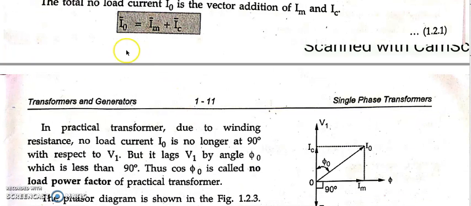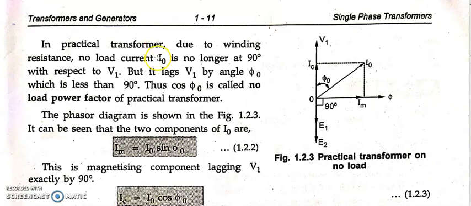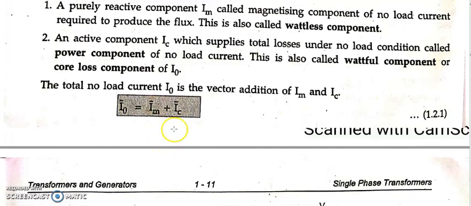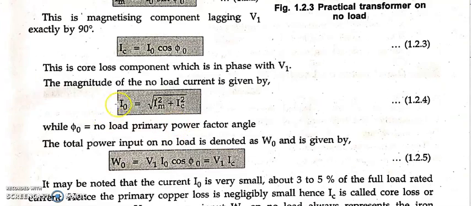Anyhow, we know that vector I naught is the vector addition of Im plus IC. If I want to take only magnitudes, I have to take mod on both sides. When you take mod on both sides, I naught square equals Im square plus IC square. And if I remove the square, the square root will come on the right side. That is I naught equals square root of Im square plus IC square.